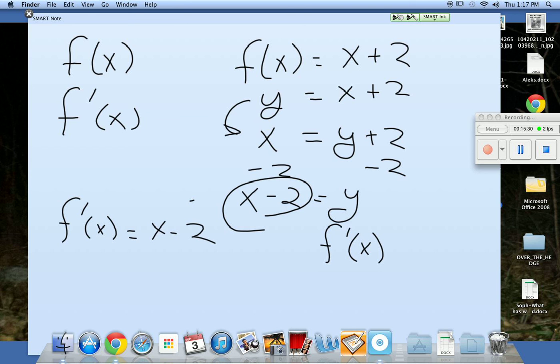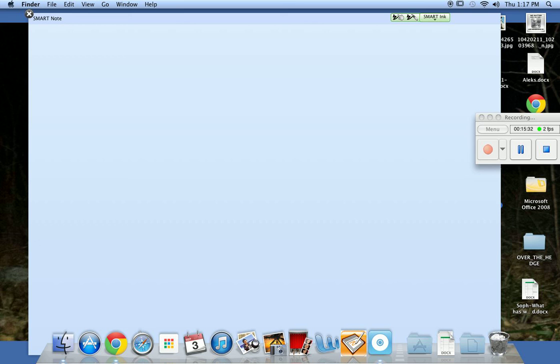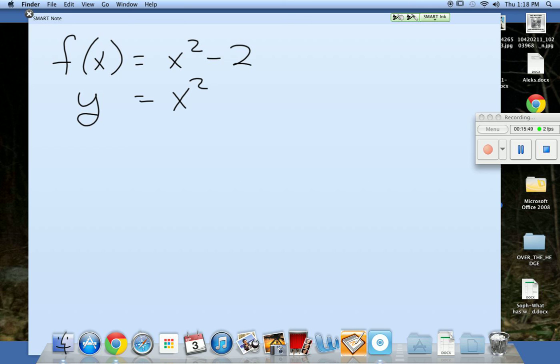Okay, let's try this one. f of x equals x squared minus 2. All right, let's make this y. I haven't got there yet. We're going to get it. That's what we're going to work towards, getting the inverse function of f of x.